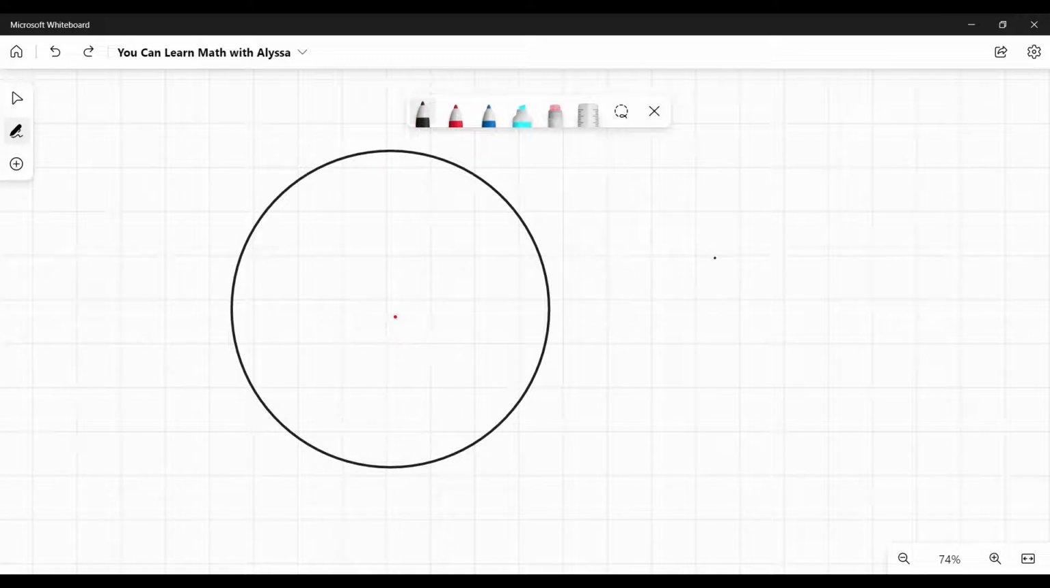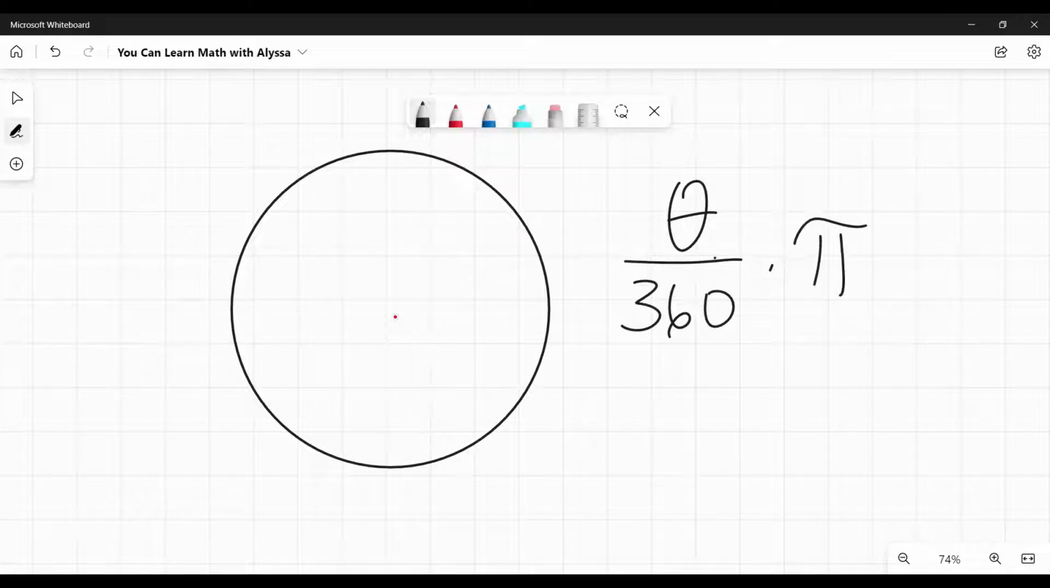So what's going to be in your math book is going to look something like this. It's probably going to say theta over 360 times pi r squared. And you're like, oh, another formula. Oh, I'm so tired of formulas. This one is a new formula, but also it isn't. Stay tuned. So what is going on here?